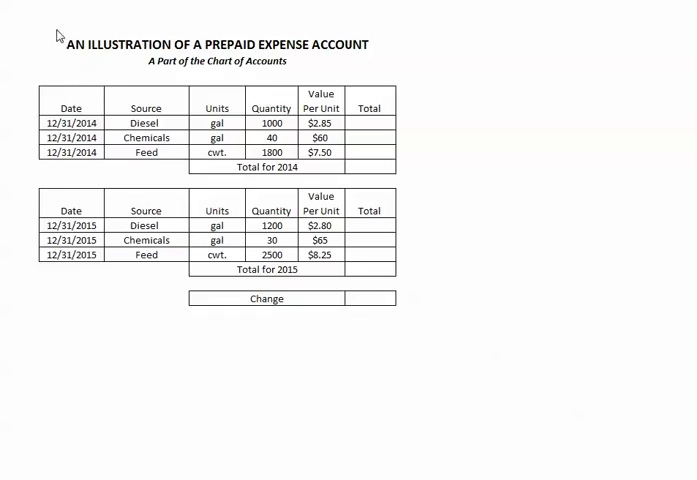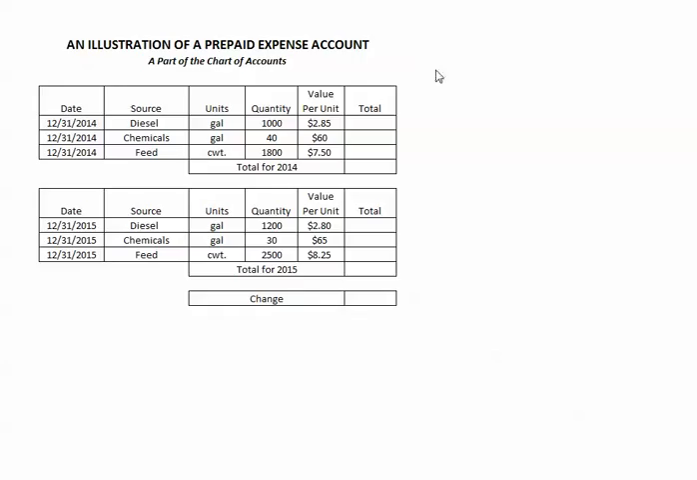This little illustration is just a simple three items that we'll put a value on and show how it would create a prepaid expense account. And then later, when we get to the financial statements, you'll see how this is used to make the accrual adjustments. But for now, it's just how to create the prepaid expense account.